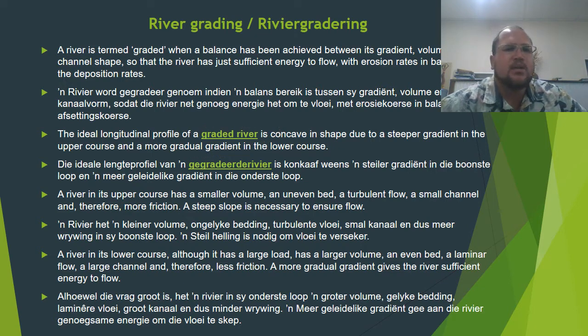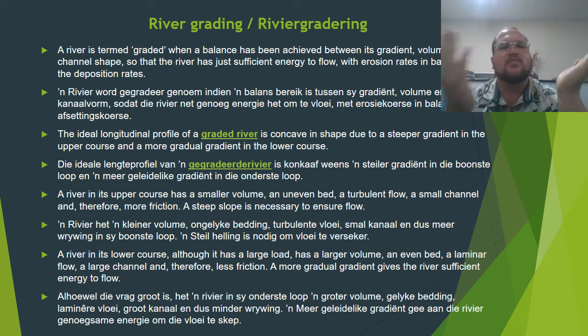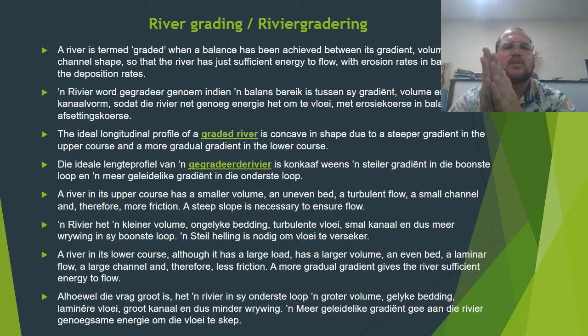So, a river is termed graded when a balance has been achieved between the gradient, the volume, and the channel shape, so that the river has sufficient energy to flow. So a graded river has the energy to flow due to its gradient being steep enough, there being enough volume in terms of water in the river, and the shape of the channel allowing it to flow.